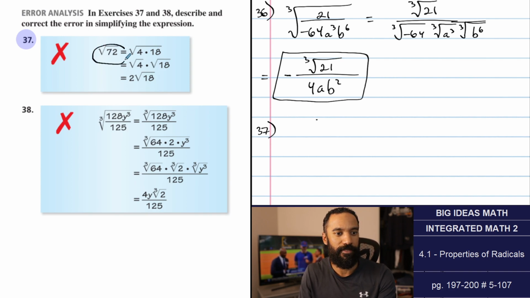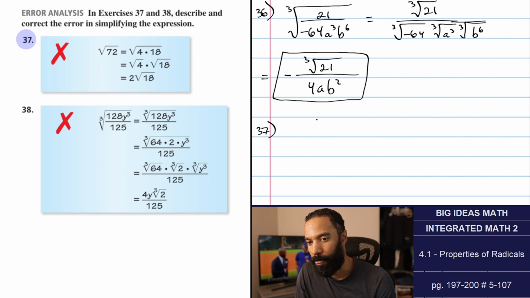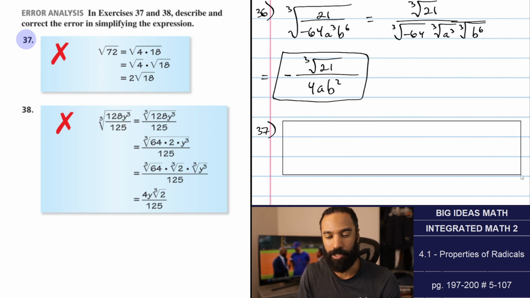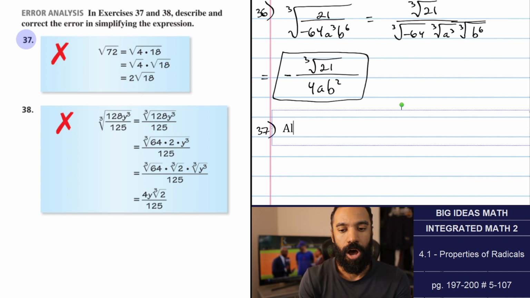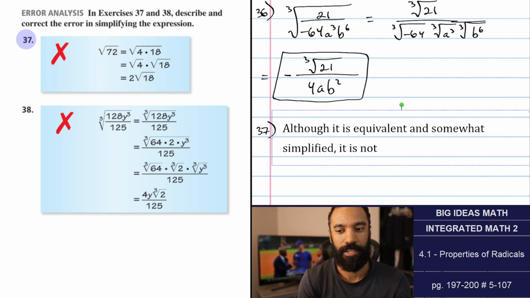If I type square root of 72, I get some value. It's probably 8.5-ish. 2 root 18, probably about 8.5-ish. They're exact. What's the problem? We simplified, but we're not fully simplified. 18 still has a perfect square factor inside of it. 18 can still simplify inside of a square root. Although it is equivalent and somewhat simplified, it is not fully simplified.